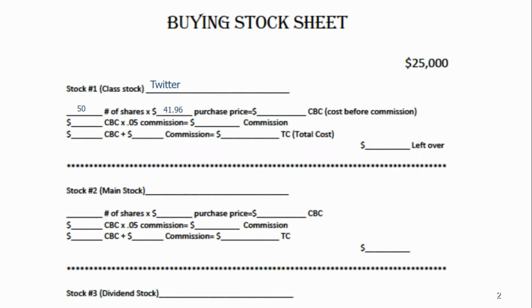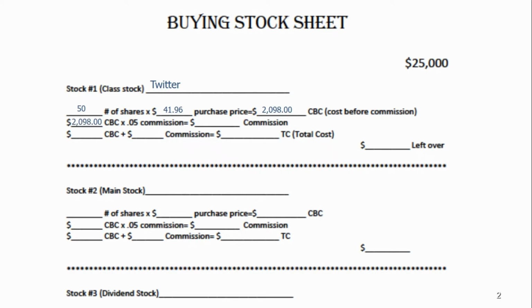So to get my cost before commission, or CBC, this part right here, you multiply 50, that's how many shares we bought, by our price per share, which is $41.96, and that comes out to $2,098. Then you'll see down here, I have CBC again. That stands for cost before commission, which is what you just found right here. So you just bring that down.